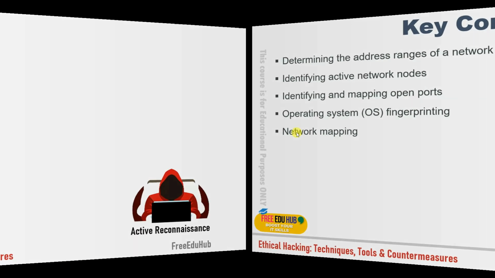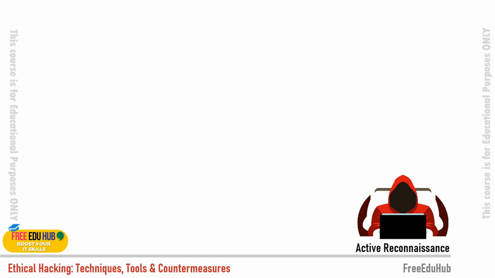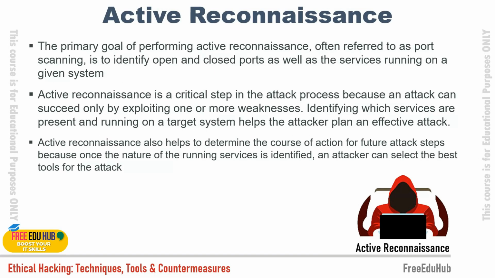So let's try to understand first of all what is active reconnaissance. The primary goal of performing active reconnaissance, often referred to as port scanning, is to identify open and closed ports as well as the services running on the given system. So when the penetrator would like to penetrate a computer, a network or a target machine, his or her first target is to identify the ports which are open and the ports which are closed, and the services and other applications which are running on that remote system.